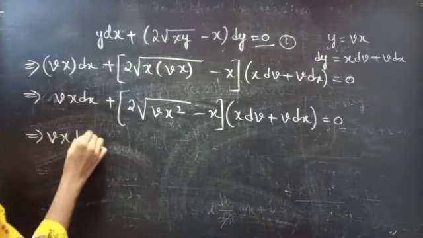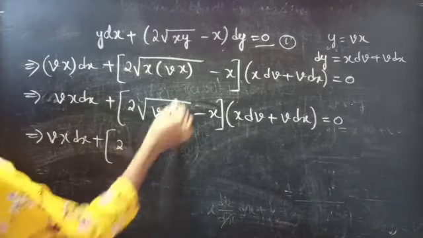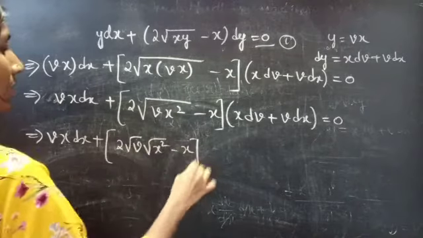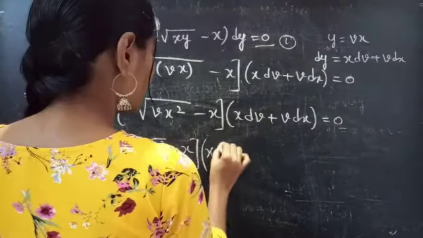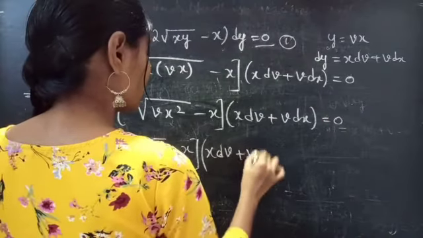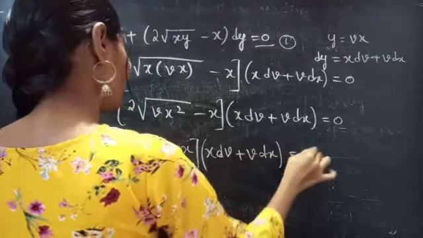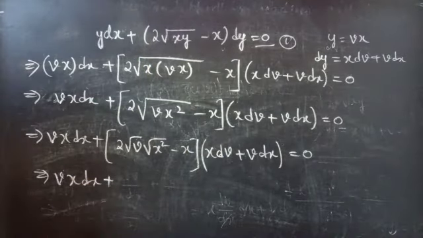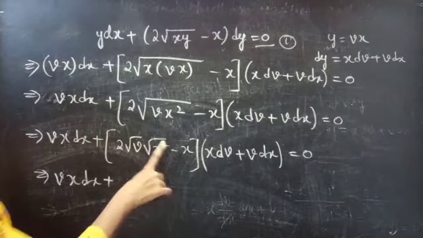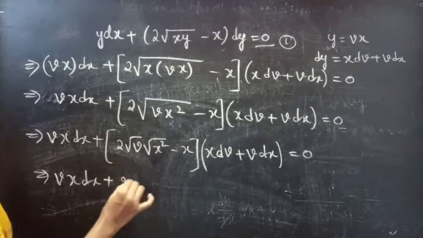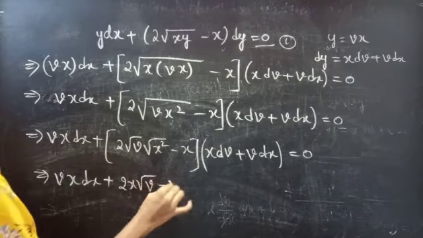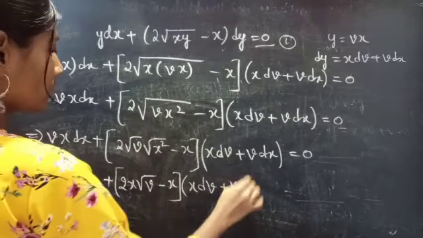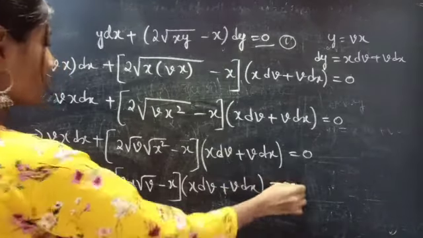This becomes, you can split this as square root of v into square root of x square minus x, and the remaining thing will be as it is. Since square root of x square is x, so you'll get 2x square root of v minus x into x dv plus v dx equals to 0.